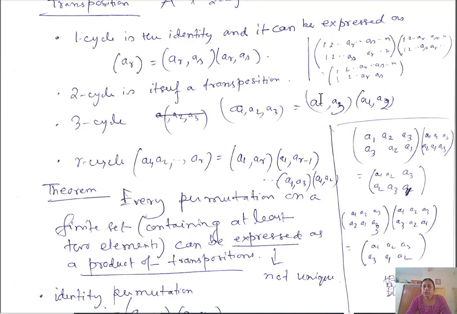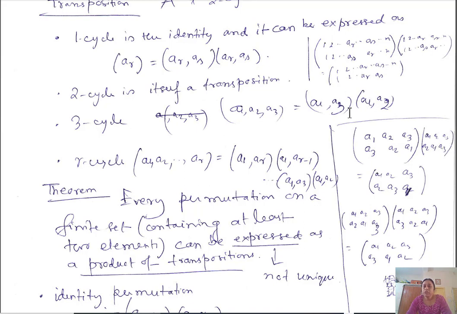So if you take the composition of this and this, what does it mean? This means A1 is going to A3, A3 is going to A1. Just transposing: A1 and A3 are interchanged, and A2 remains invariant. And what is this? A1 and A2 are interchanged: A1 is going to A2, A2 is going to A1, and A3 remains A3.